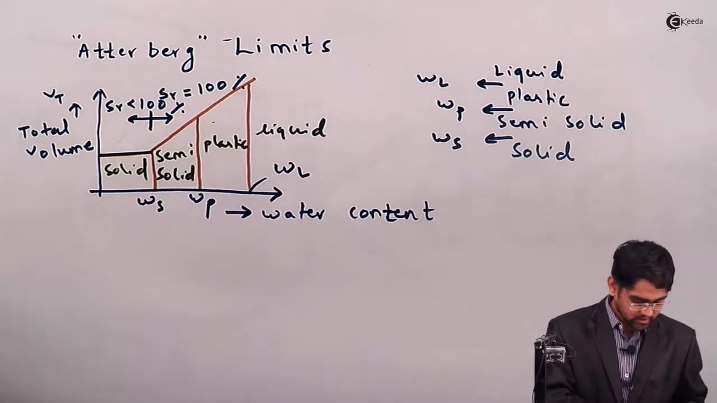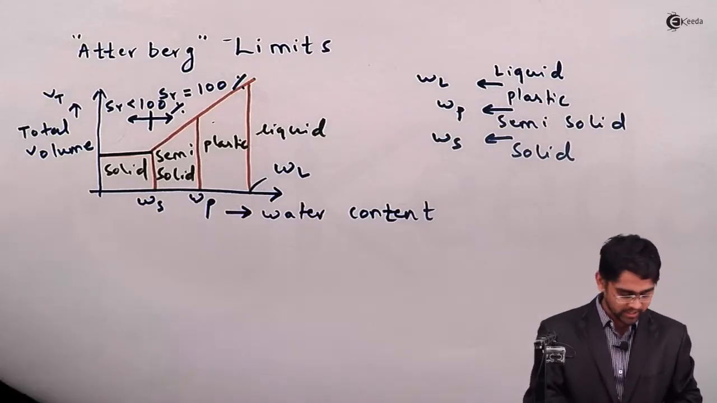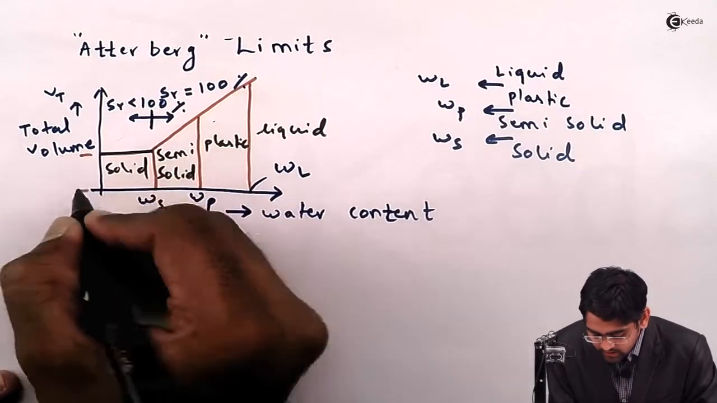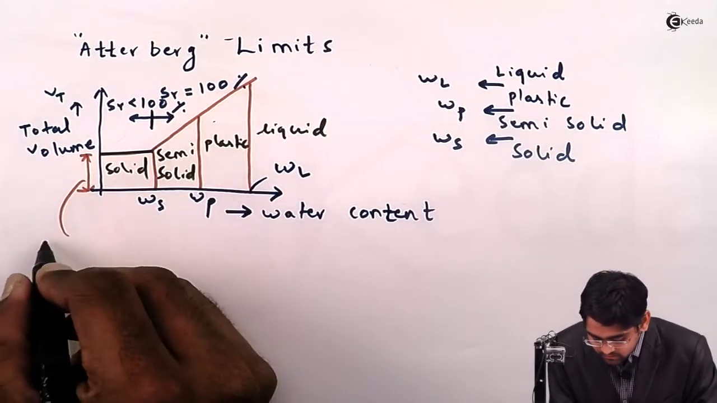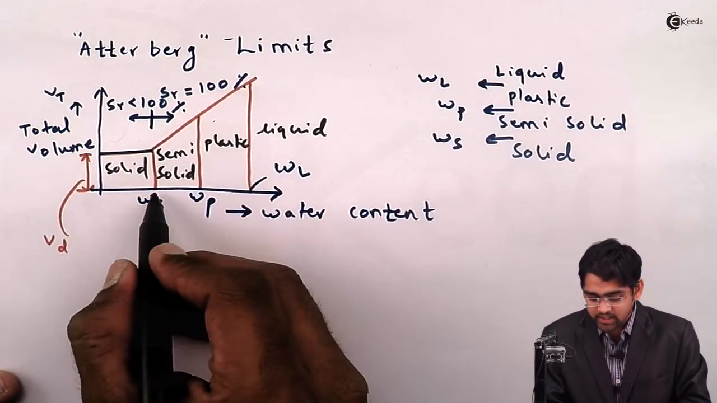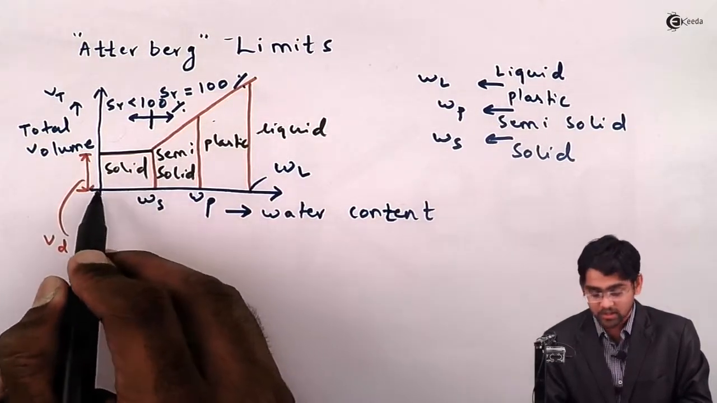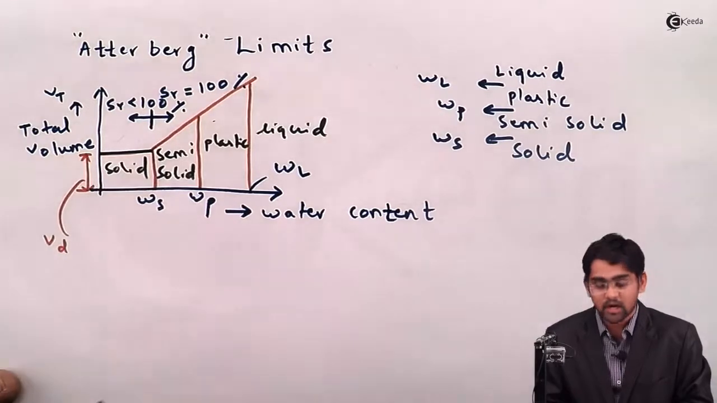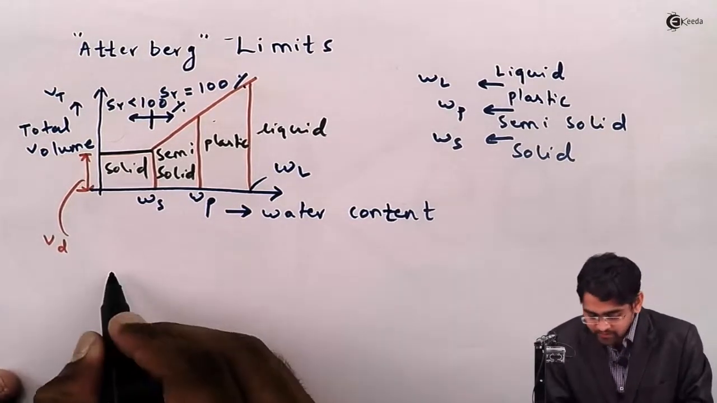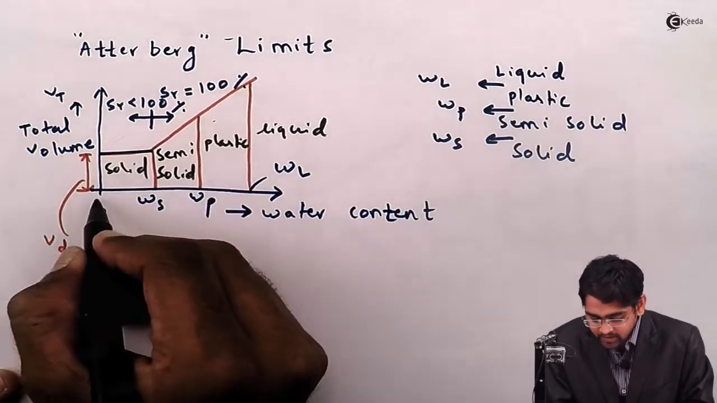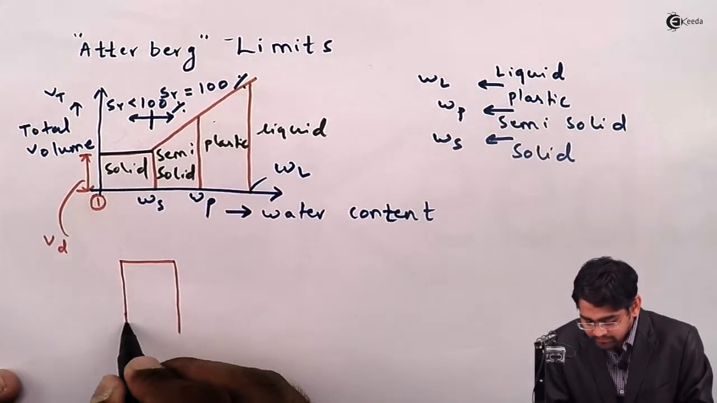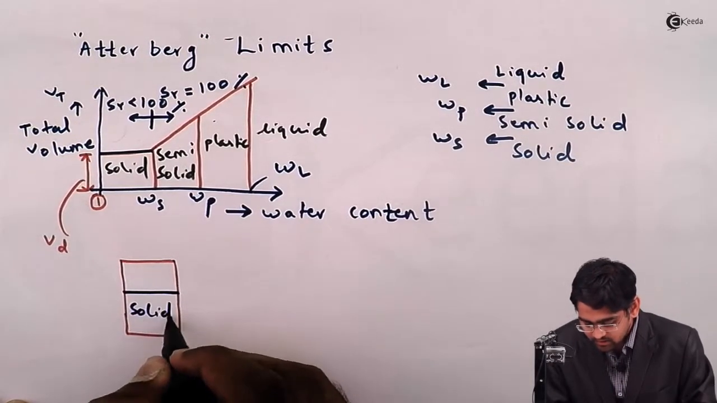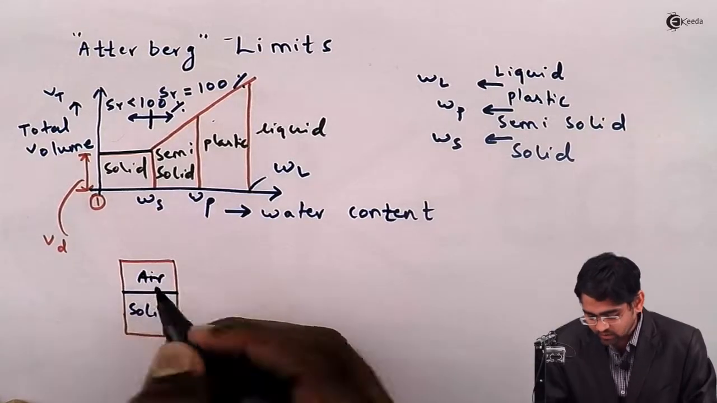In addition to it, I would like to highlight one more point over here. Here this is the volume of the dry soil, that is VD. That means after the shrinkage limit, if you go on removing water, it will become dry. So at water content equal to 0%, it will be completely dry. And this is the volume of the soil, which means if I draw the phase diagram corresponding to point number 1, it looks like we have just got the solids and air. There is no water.